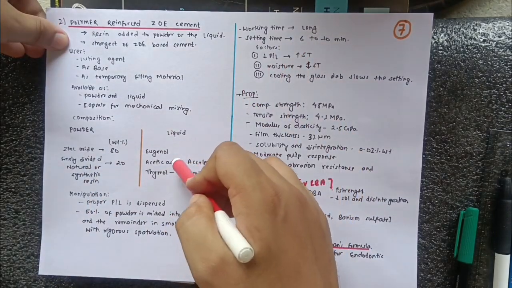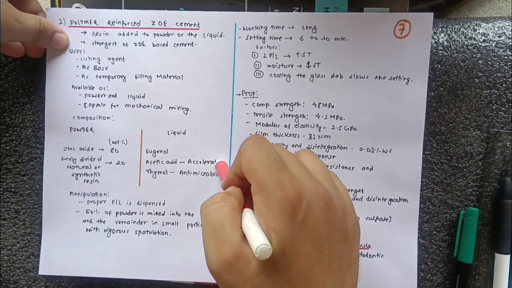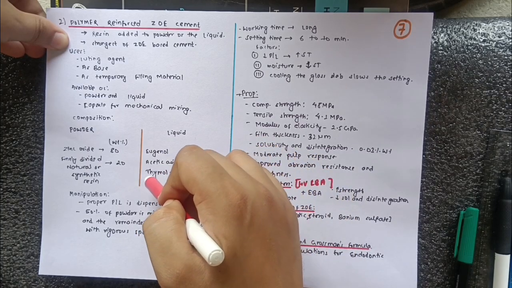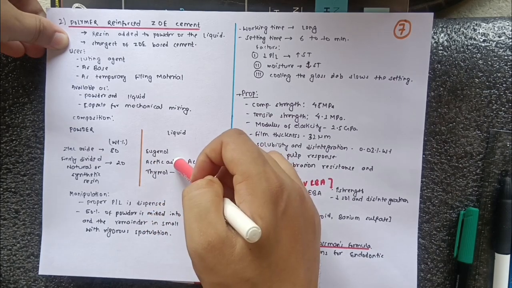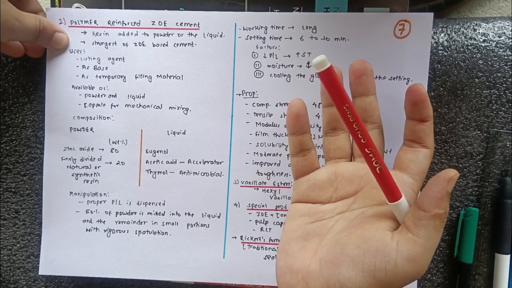And in the liquid there is eugenol, acetic acid and thymol. Acetic acid is an accelerator and thymol is an antimicrobial. So the liquid acetic acid and thymol is in replacement of the olive oil in comparison to the conventional ZOE.